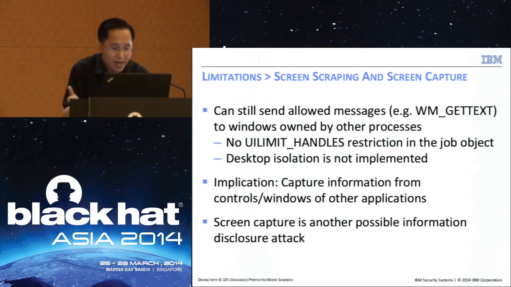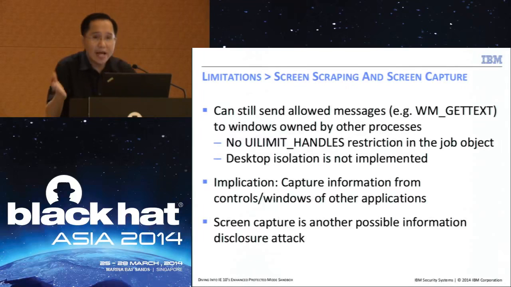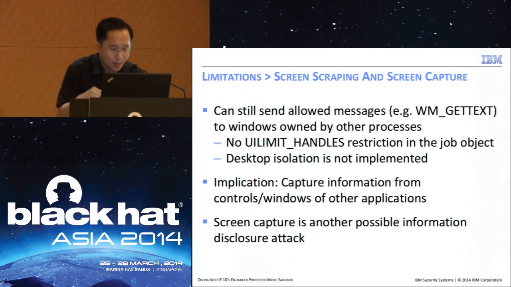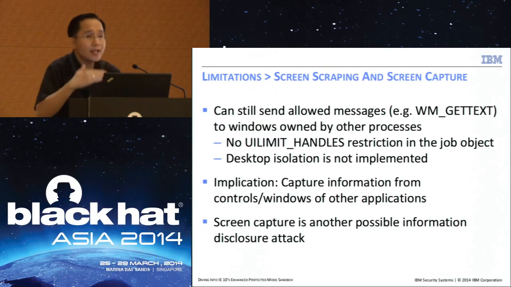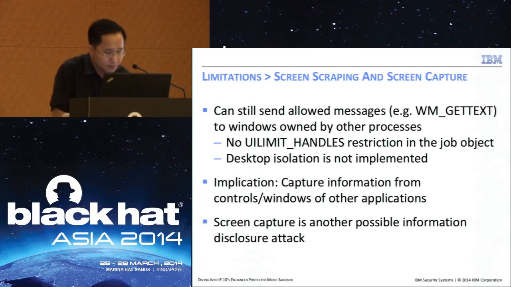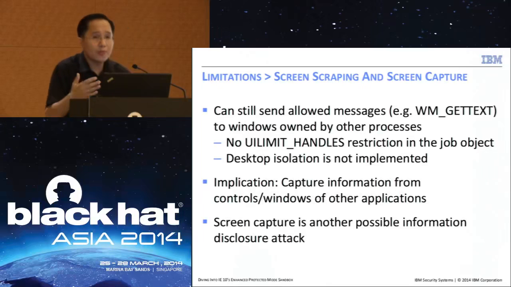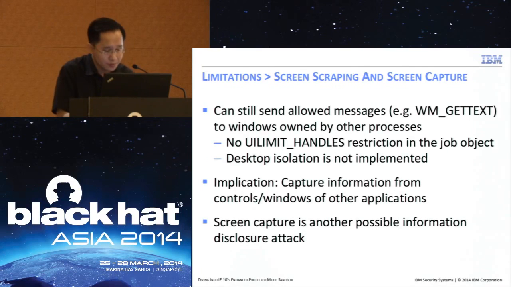Also, because UIPI does not block read-type window messages such as WM_GETTEXT, and the UI limit handles restrictions is not set in the job object, and desktop isolation is not implemented, screen scraping attacks, which can be used to capture potentially sensitive information from windows or controls by other processes, are still possible. Similarly, performing a screen capture is also possible.